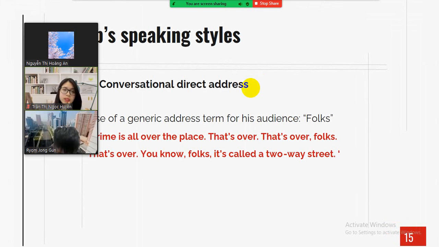He also makes use of a generic address term for his audience, like the word Fox. For example, here: crime is all over the place. That's over, Fox. That's over. You know, Fox is called a two-way street.